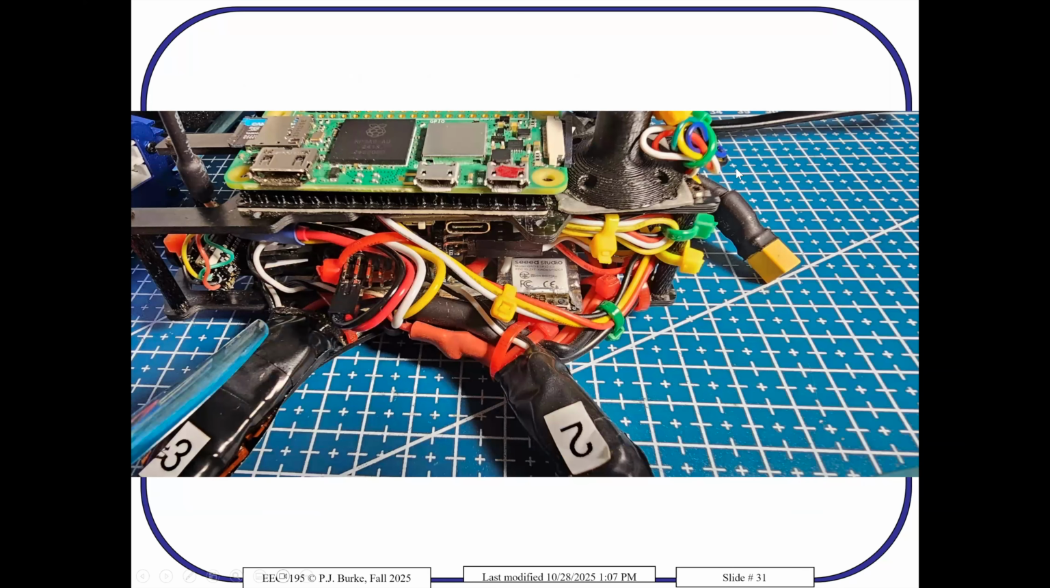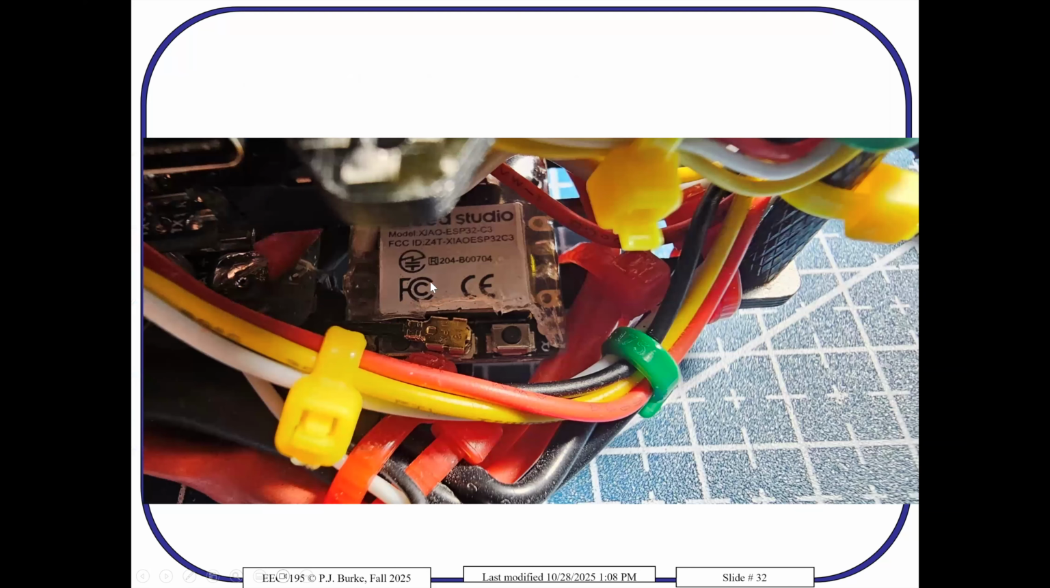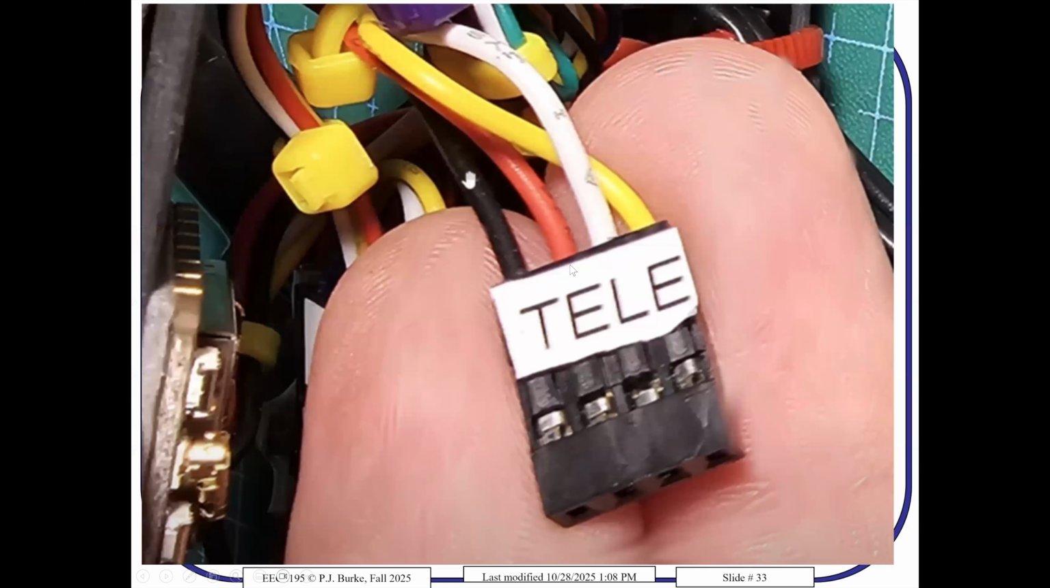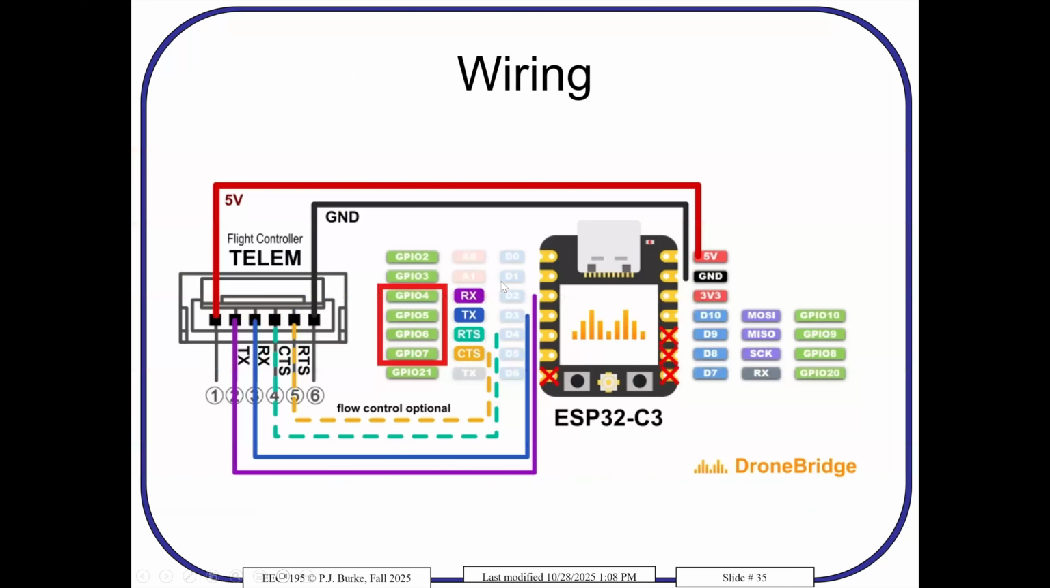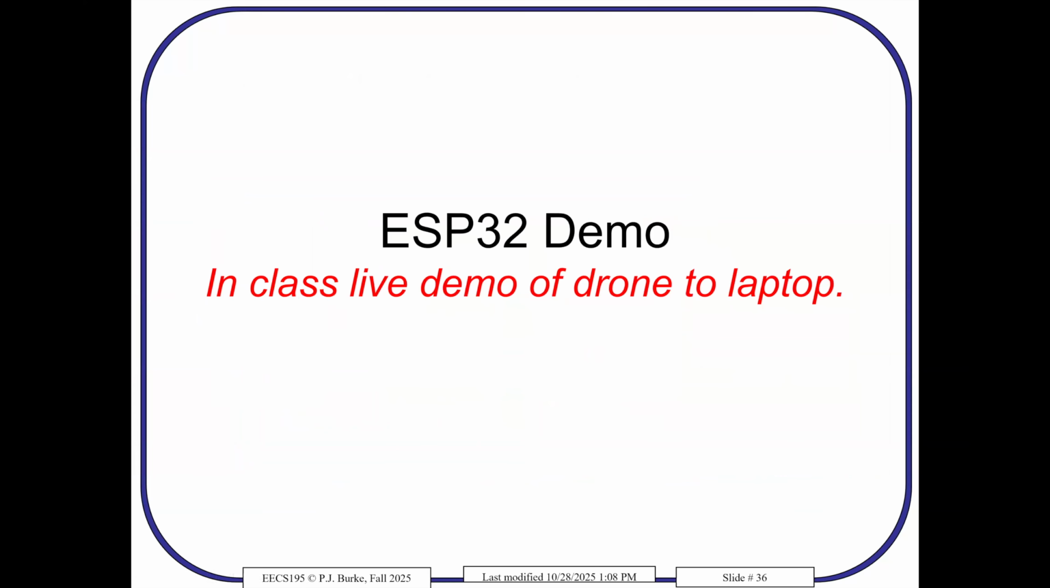And there's a picture of the ESP32 in there. And there's the telemetry. This is the wiring, but I've already figured out the color scheme for you, so you can ignore that if you so desire. And that's all you do.